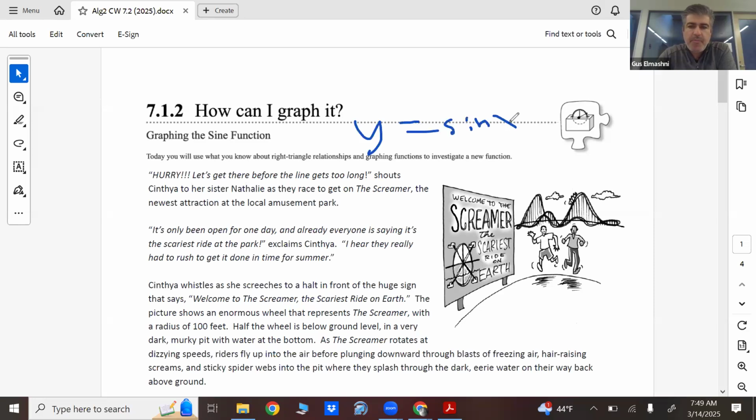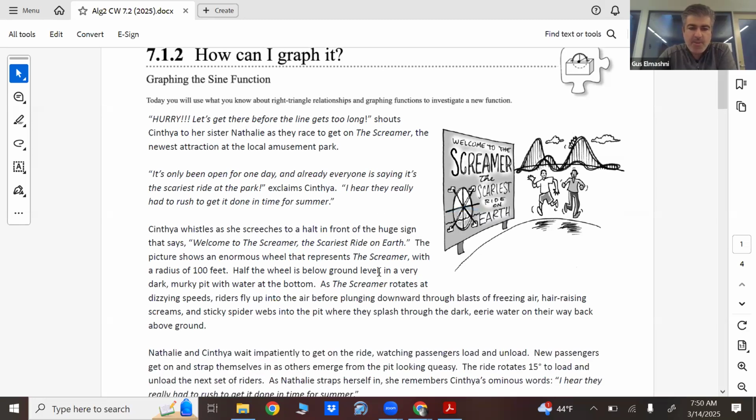I'm not going to do the whole thing with you, but you should read the little story here just so you know what's happening. So you're on a ride. It's like a Ferris wheel, as you can see right here, and it's called the Screamer. The reason it's called the Screamer is that you board the ride at ground level right here, but like a typical Ferris wheel, which goes up high in the sky and back down again, this actually goes underneath the ground. And I guess this goes to some dark, scary pit or something like that. So that's kind of the story here.